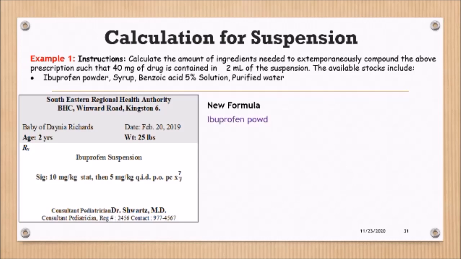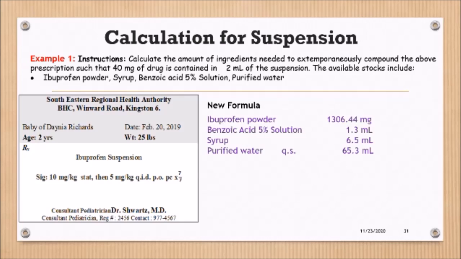So therefore, the new formula is going to be ibuprofen powder, 1,306.44 milligrams. Benzoic acid 5% solution, we're going to use 1.3 mils of it. Syrup, we're going to be getting 6.5 mils of that syrup to sweeten our formulation, and then we're going to add purified water until we reach a final volume of 65.3 mils. And that would have been your suspension.